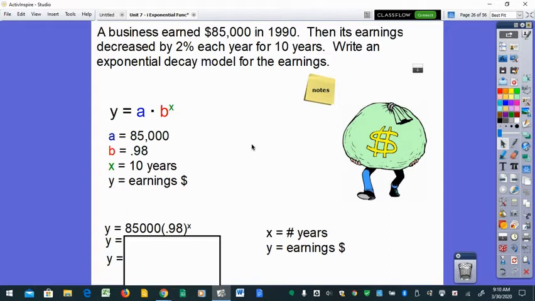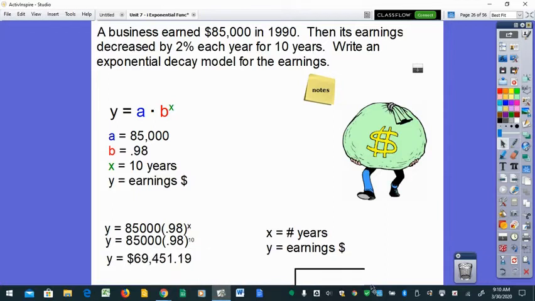What's going to happen in 10 years? What's going to happen in 20? I can just substitute a different number in for x to see. In this case, I'm going to substitute the 10, and then I head over to the calculator and I take 85,000 times 0.98 raised to the 10th, not times 10, but exponential, raise it to the 10th power.